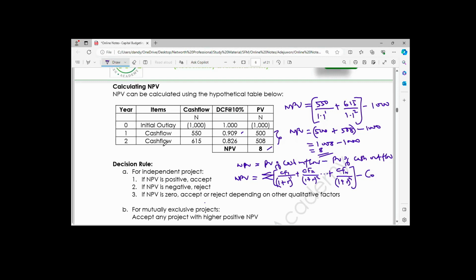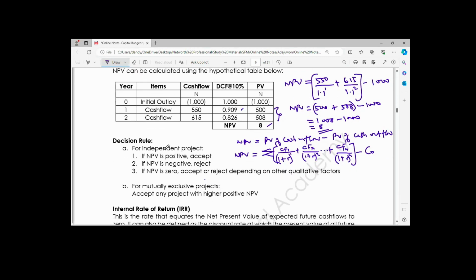Then, what about mutually exclusive projects? For mutually exclusive projects, accept the project with a higher positive NPV. I repeat, for mutually exclusive projects, accept the project with a higher positive NPV. So, what do you mean by independent projects? What is an independent project? What is a mutually exclusive project?